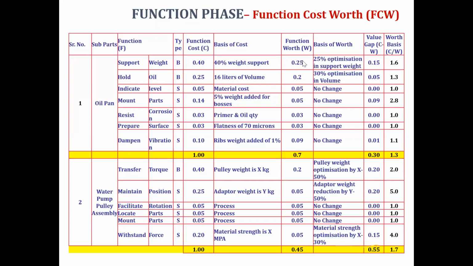On what basis are they telling you they can go for a weight optimization so that they can reduce the cost? They can also do volume optimization. They can bring down the 16-liter volume without affecting the function. They can reduce the 16-liter volume to 30 percent of 16 liters. And what are the other optimum possibilities? The water pump pulley. You can reduce the water pump pulley weight by almost 50 percent so that the cost gets reduced.